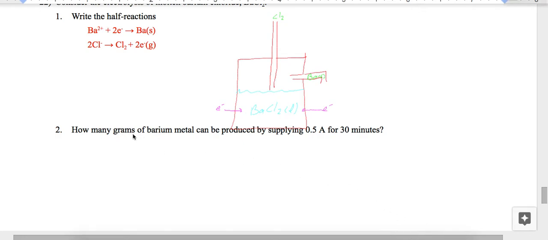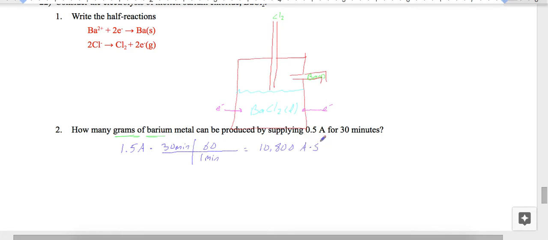So we have how many grams of barium metal are going to be produced. We first take the amperage times the time in seconds. So we have times 30 minutes, 1 minute, 60 seconds. That gets us 10,800, and that's going to be then amps times seconds.